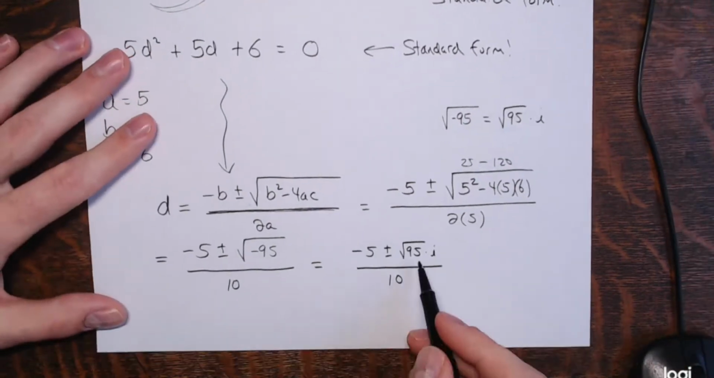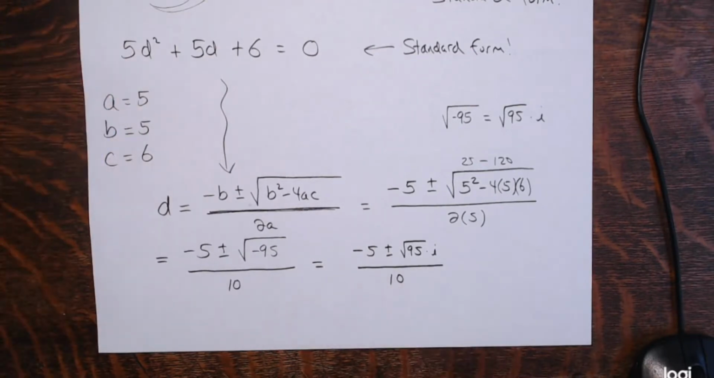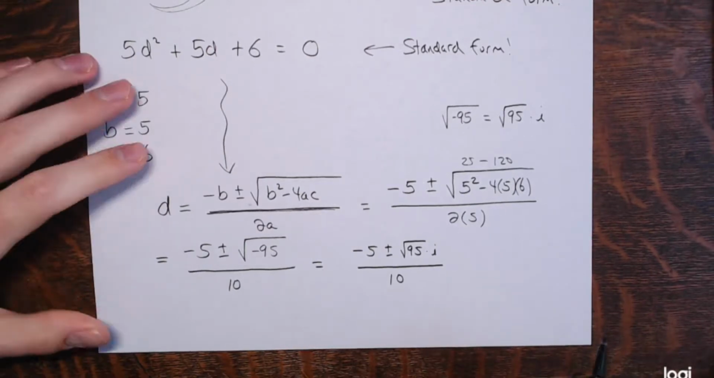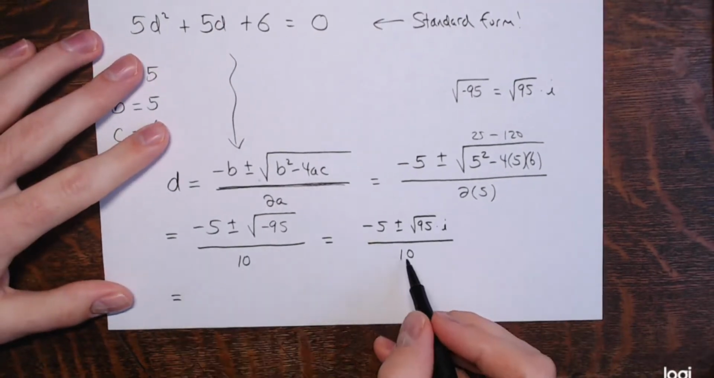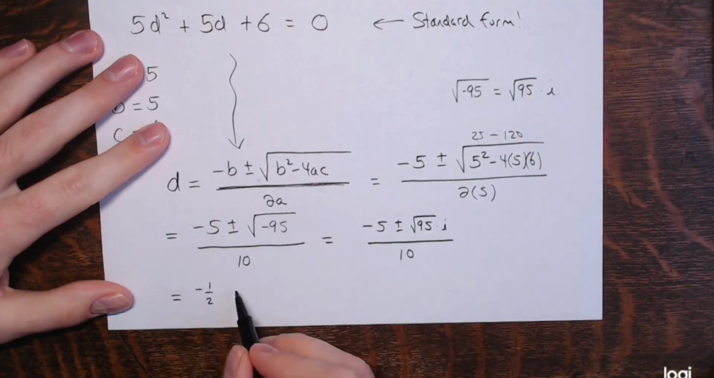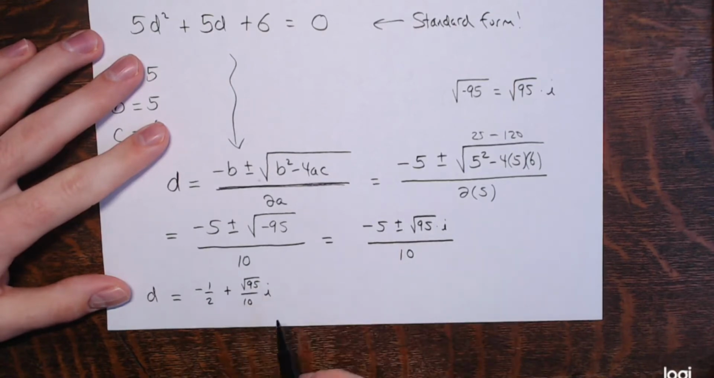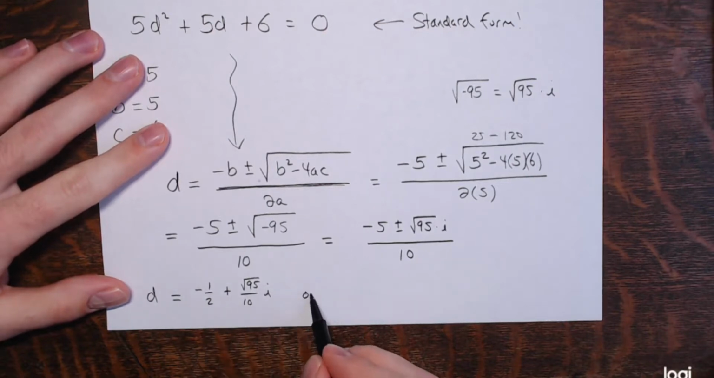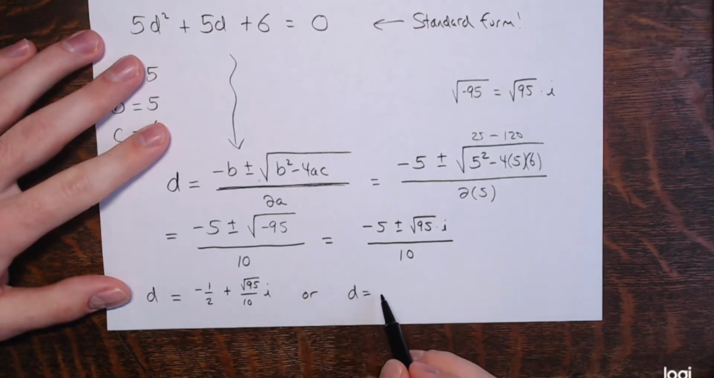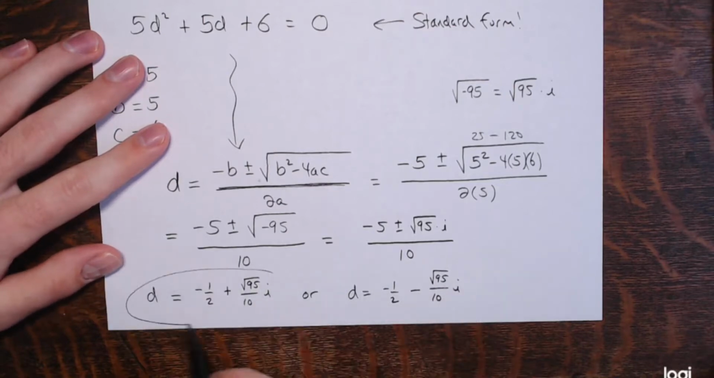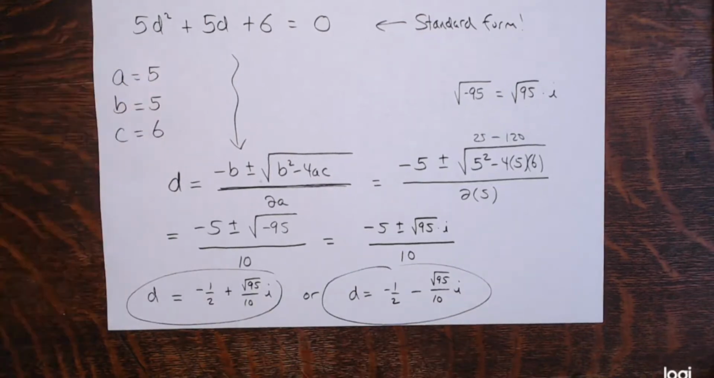Since there's an imaginary number here, I'm going to write both answers in the standard form for a complex number, which was a real number plus an imaginary number. Negative 5 divided by 10 is negative 1/2, and then plus the square root of 95 divided by 10 times i. And then the other with the minus. d equals negative 5/10 minus the square root of 95 divided by 10 times i. And these are the answers, the solutions to this equation. And that's what I'll enter.